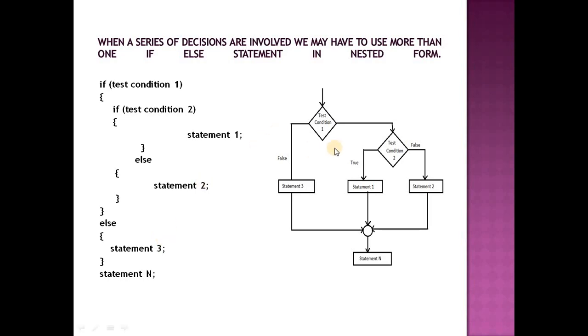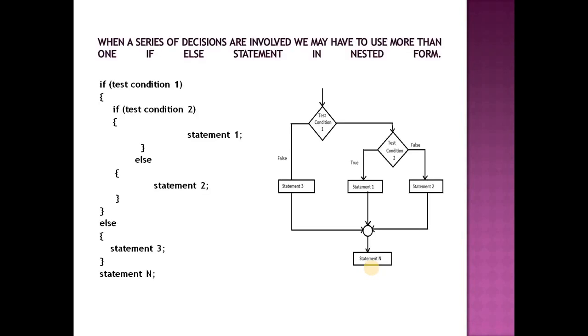So here you can see, if this condition 1 is false, statement 3 will be executed and control will come to statement n. If this condition is true, it will continue to perform the second test. If the condition 2 is true, statement 1 will be evaluated. Otherwise, statement 2 will be evaluated and the control will be transferred to statement n. So I hope you have understood the working of nested if-else statement. Next we'll move on to an example.